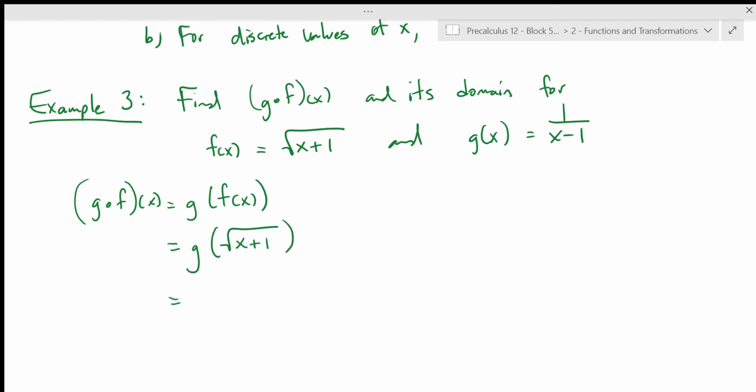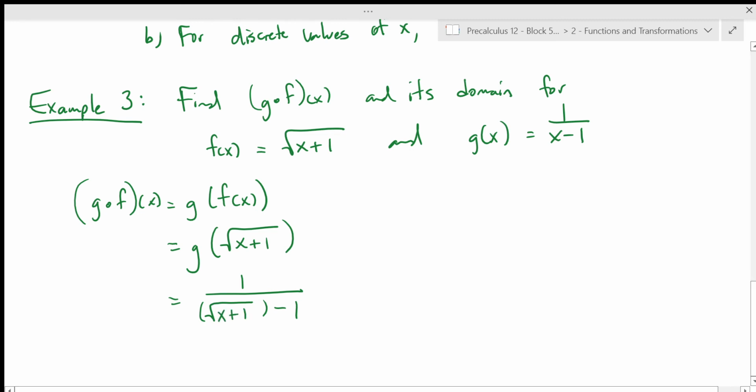And now g is 1 over x minus 1, so I'm going to be replacing the x in 1 over x minus 1 with the output from my f function. So this is going to be 1 over, and that's where my x was, minus 1. So I'm going to plug in radical x plus 1 minus 1.